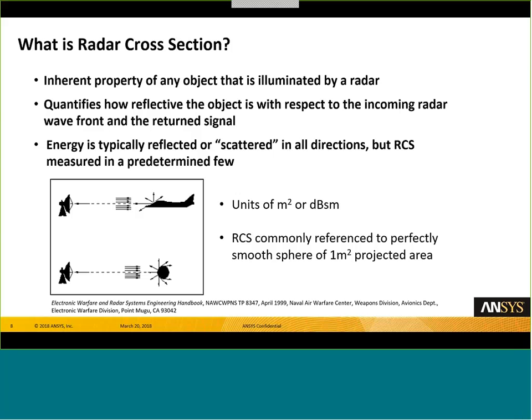It's convenient to think of radar cross-section in units of meter squared or dBsm, which is decibel square meters. Radar cross-section is commonly referenced to a perfectly smooth sphere of 1 square meter projected area. There are other ways to reference an RCS measurement as well. It's convenient to think of the equivalent sphere size that would produce the same response if it were placed instead of the true target.